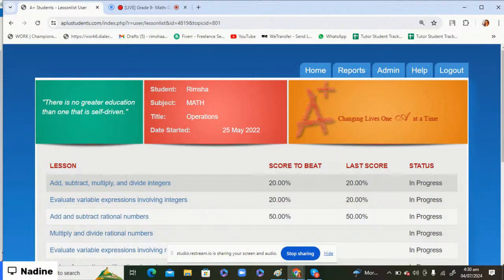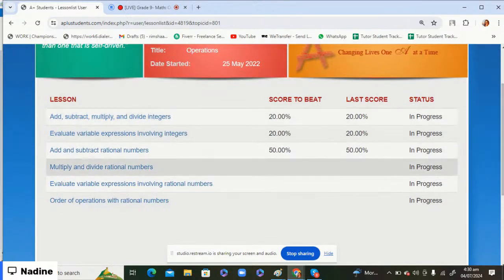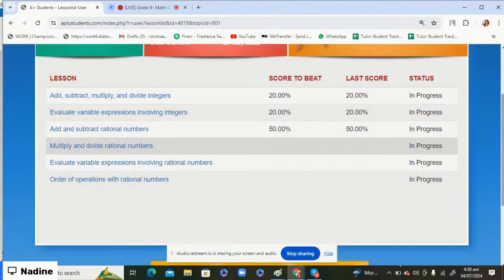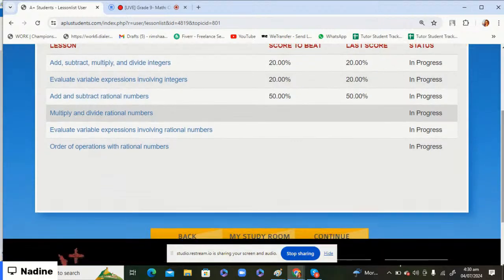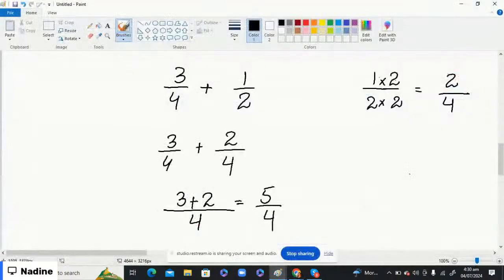Let's do the next one. Multiply and divide the rational numbers. Here we added and subtracted the rational numbers. Now we're going to multiply and divide the rational numbers. Okay, so check it out here. There is one method, let me tell you how to solve this one.